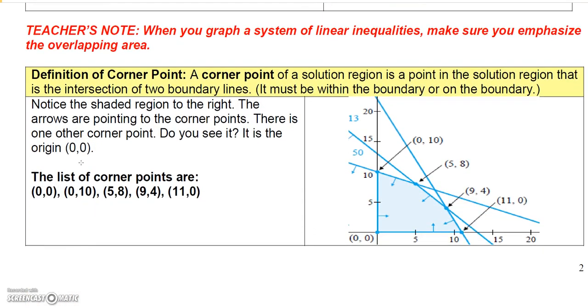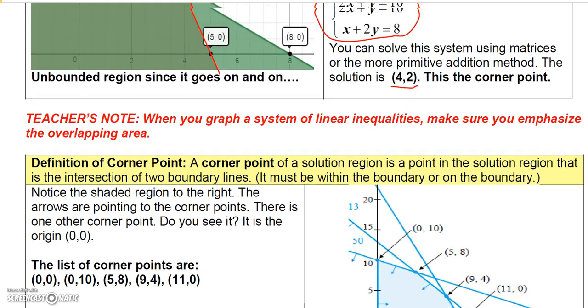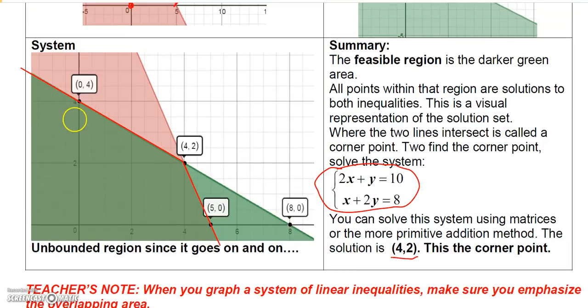Now, make sure you emphasize the overlapping region when you graph a system like this. So notice here I've identified this as the darkest region, so that emphasizes the overlapping region. Okay, so that's all I'll talk about on that, and in the next section I'll introduce the concept of these corner points that I've mentioned.